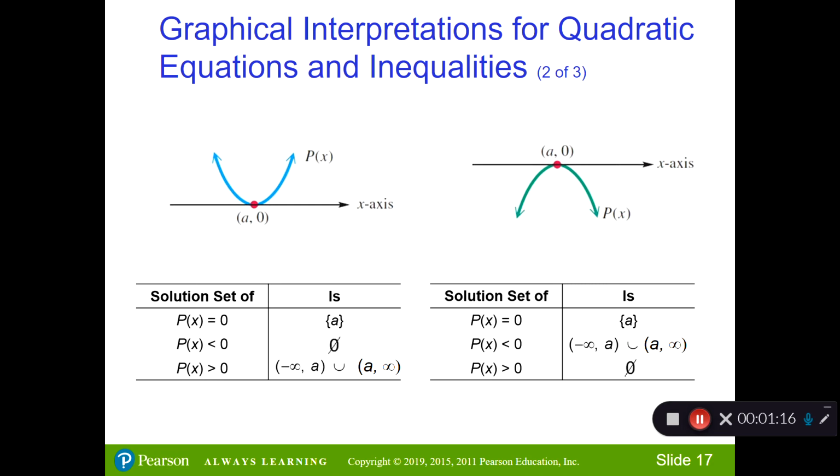If I have only one real solution, then one of these inequalities will be the empty set. If my graph only is above the x-axis, then the less than would be the empty set. If my graph is only below, then the bigger than would be the empty set. And then my solution to the bigger than 0 would be everything that's not 0.